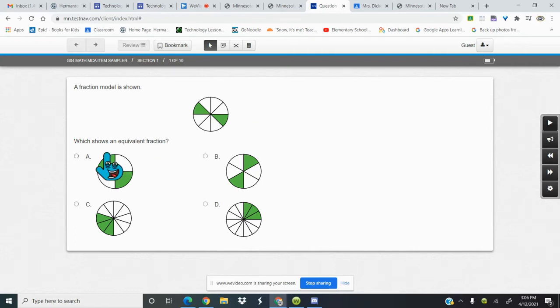The equivalent fraction to this fraction, A, B, C, or D, is it 2/4? Is it 2/6? Is it 3/10? I believe that is 1, 2, 3, 4, 5. Yep, 3/10, or 3/12. So hopefully you know your fractions well enough to know how to answer this. And the actual answer is 3/12.